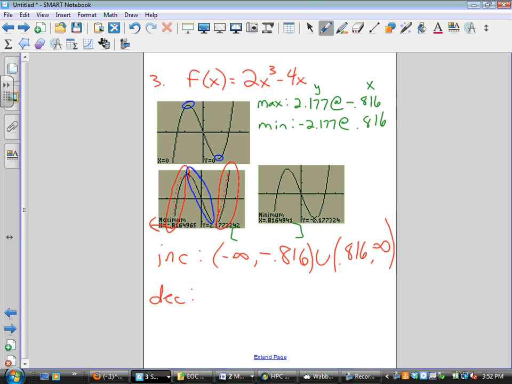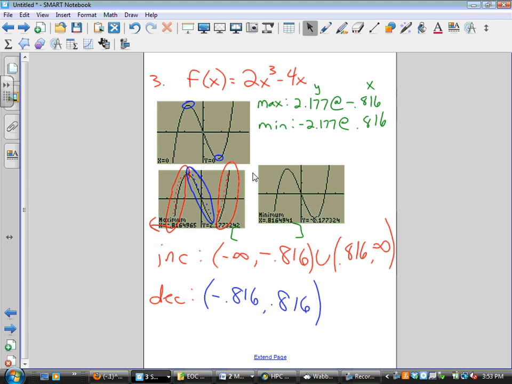Okay, so now let's look at where this function is decreasing, and it's just decreasing in between those two intervals, where our little ant would be going downhill as he was walking to the right. So that's just going to require one interval, and that's from negative 0.816 to positive 0.816. Okay, so that took quite some time, but really not all that difficult. All you had to do is go to your calculator, find the minimum and the maximum.